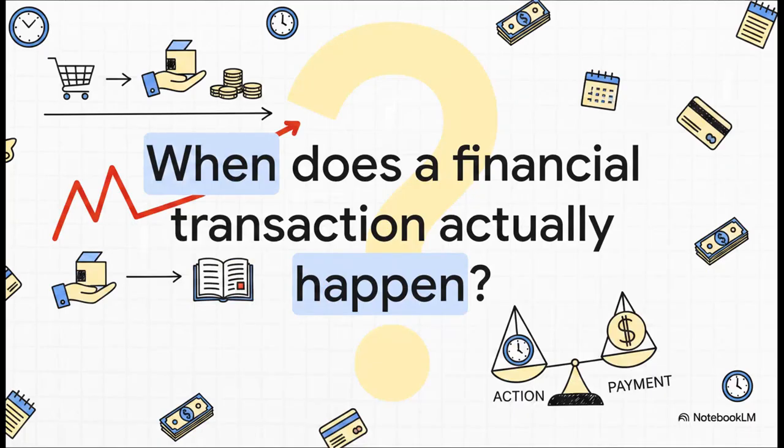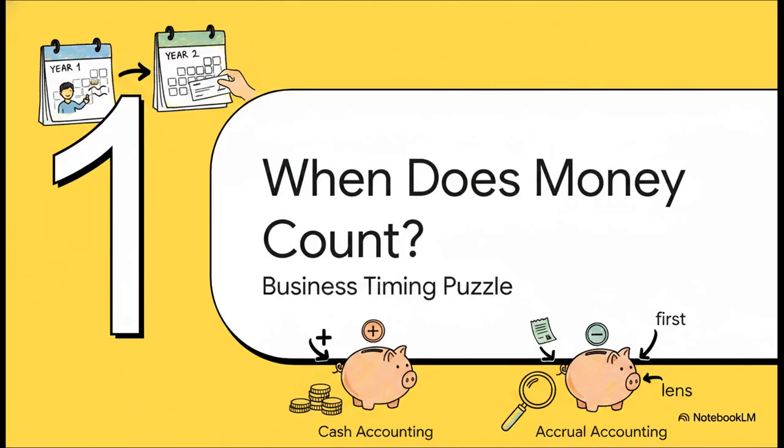Okay, let's dive into this with a bit of a rhetorical puzzle. I want you to ask yourself, when exactly does a financial transaction actually happen? On the surface, it seems incredibly obvious. You buy something, you pay for it, transaction complete. But in the real world of business, the timing of an action and the timing of a payment rarely happen in perfect harmony, and that creates a massive dilemma for anyone trying to keep an accurate ledger. Section 1. When does money count? The core puzzle of business timing.